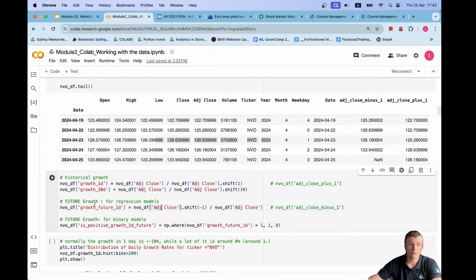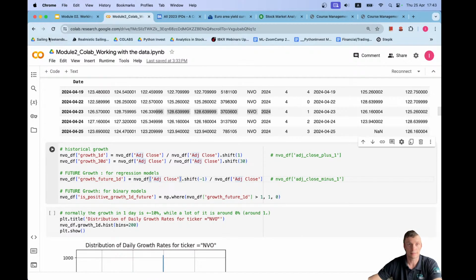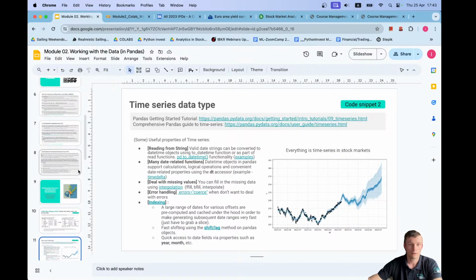This is an absolute number of growth, and it can be used for regression models. We also generate one binary target, which is called is positive growth 1 day future. It is defined as 1 if growth is more than 0 and 0 if it is less than 0. Okay, let's move on.